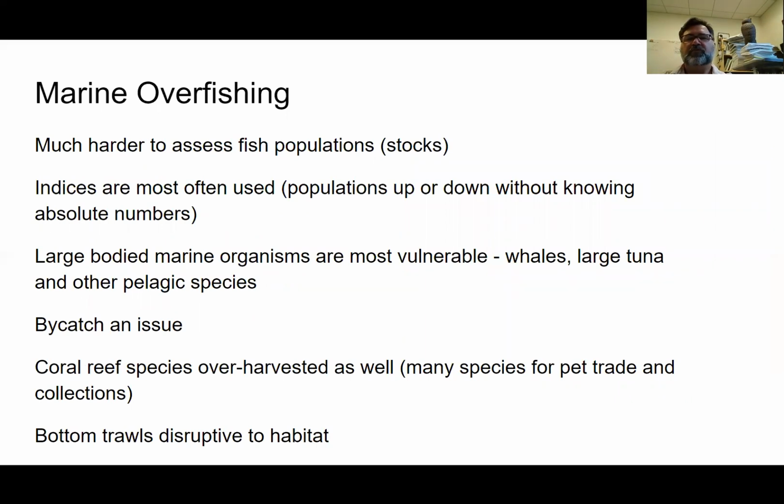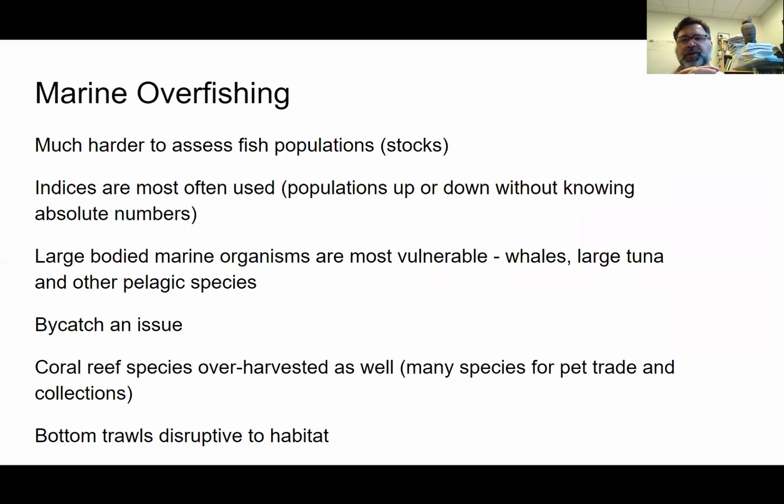Okay, from hunting to overfishing, and I'm going to break overfishing into marine and freshwater overfishing. If you are in a marine environment, imagine the difference between managing, say, a deer population, and even deer are hard to find, but imagine trying to manage fish in the ocean where fish never come above the surface, so they're nearly impossible to count. Fish populations are also called fish stocks in the trade.